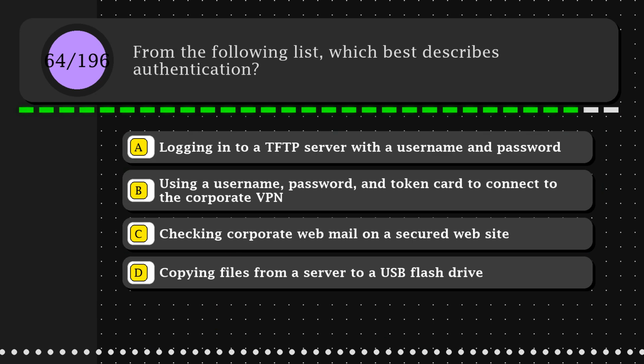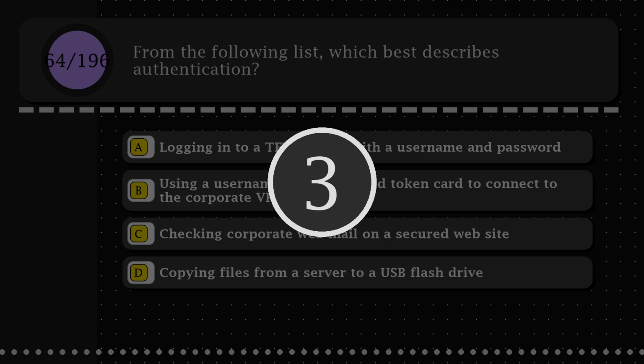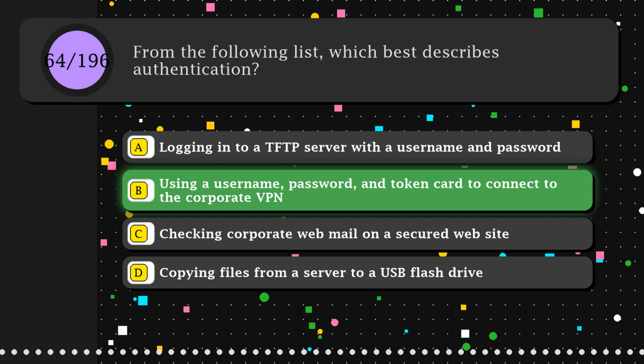Question 64. From the following list, which best describes authentication? Option A, logging into a TFTP server with a username and password. Option B, using a username, password, and token card to connect to the corporate VPN. Option C, checking corporate webmail on a secured website. Option D, copying files from a server to a USB flash drive. The correct answer is option B, using a username, password, and token card to connect to the corporate VPN.